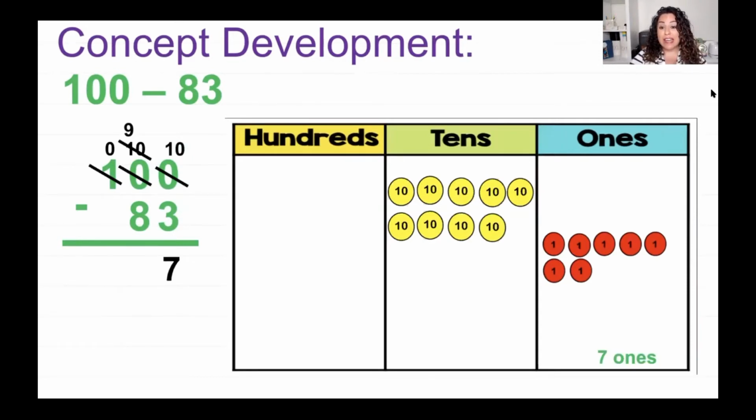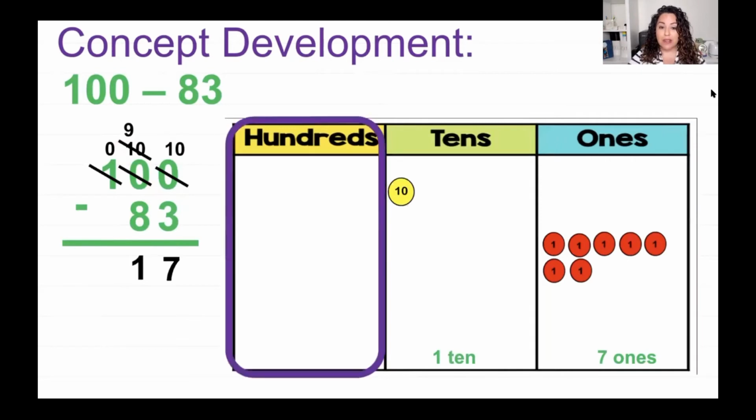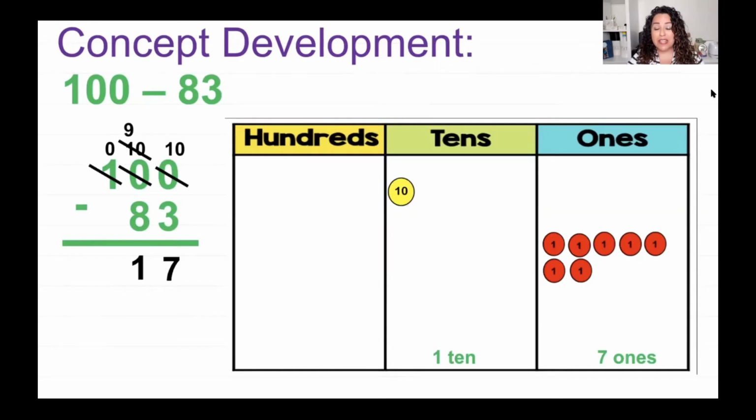Now I have 9 tens left, so let's go ahead and subtract 8. So there they go, and I only have 1 ten left. Now when we look at our hundreds place, there's nothing there. So 100 take away 83 is equal to 17. Now you're probably looking at this problem saying, wow, that is a lot of unbundling. It does get easier, but you have to practice.